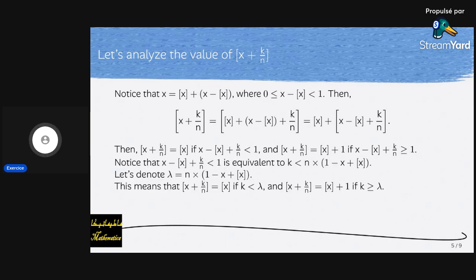So notice that x minus the integer part of x plus k over n being less than 1 is equivalent to saying that k is less than n times 1 minus x plus the integer part of x. Let's denote lambda this expression. This means that the integer part of x plus k over n is equal to the integer part of x if k is less than lambda, and equal to the integer part of x plus 1 if k is greater than lambda.